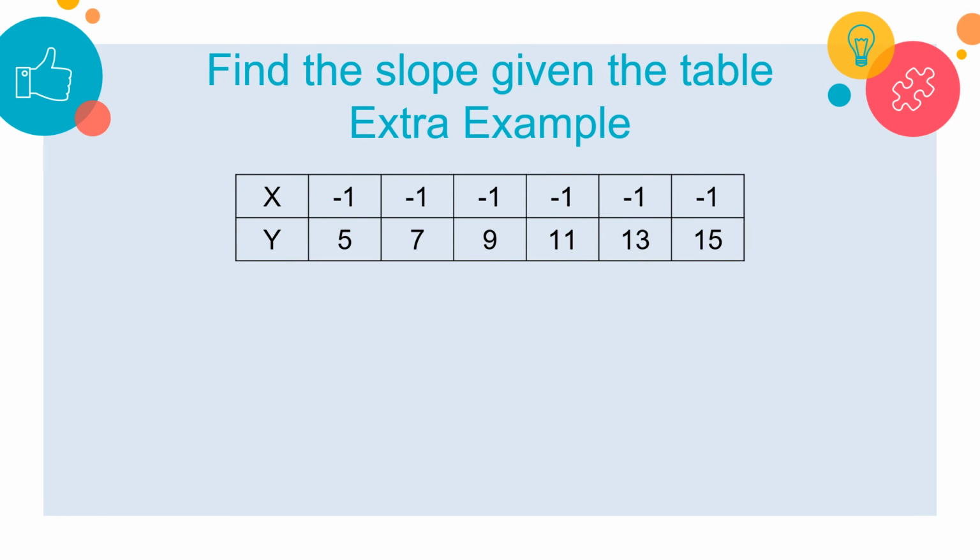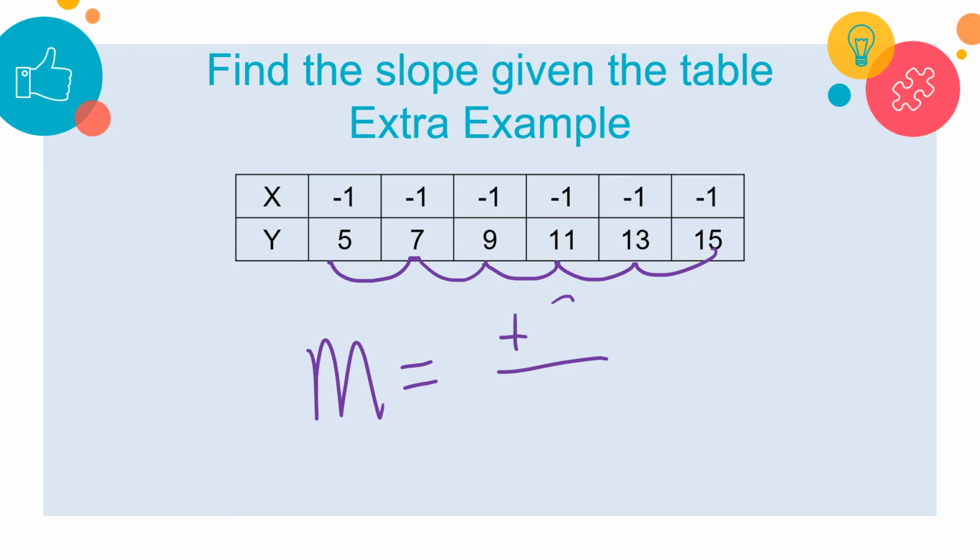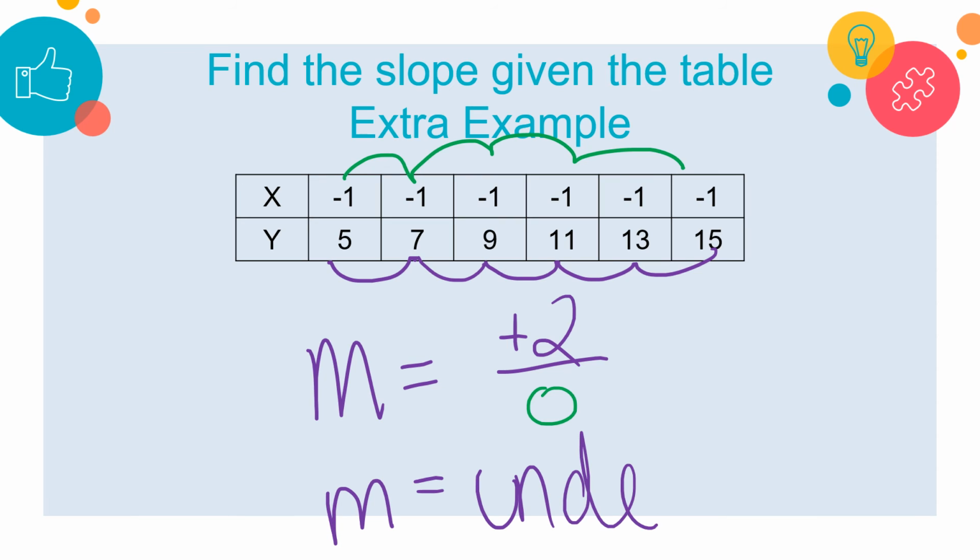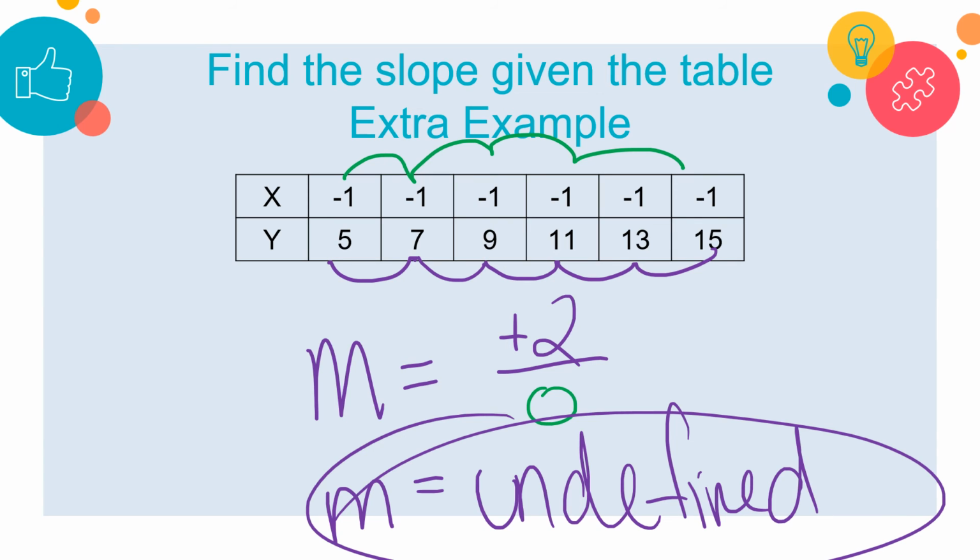Let's refresh our memory on this one. M equals the change in y, plus 2, plus 2, plus 2, plus 2. Change in y is positive 2. Change in x, there is none. 0. I'm adding 0 each time, if you will. What's 0 in the denominator mean? Can I divide by 0? Nope. So I need to see the word. That's a no-go, undefined.